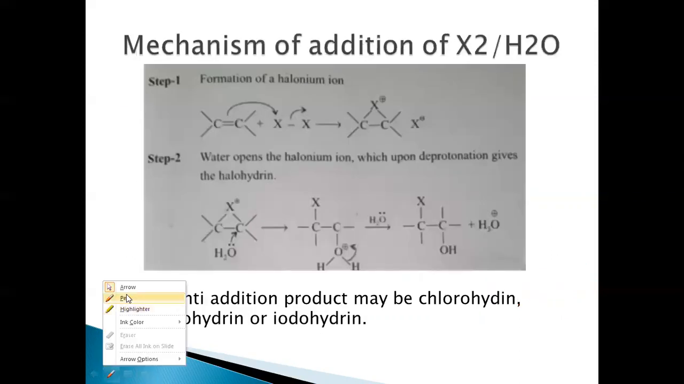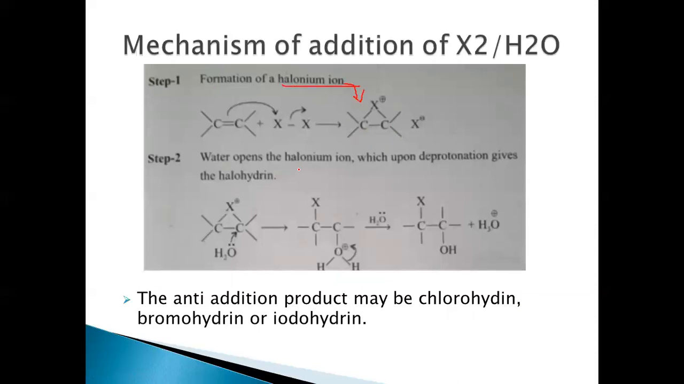Yes, let's see the mechanism now. What happens here? The first step is the formation of a halonium ion. This is the halonium ion here. Electrophilic addition will take place. We know that this alkene is rich in electrons, so it acts as a nucleophile, and the electrophile will come and attack this pi electron cloud, attacking this X, resulting in the formation of a halonium ion here.